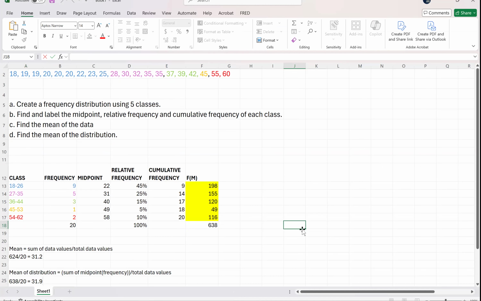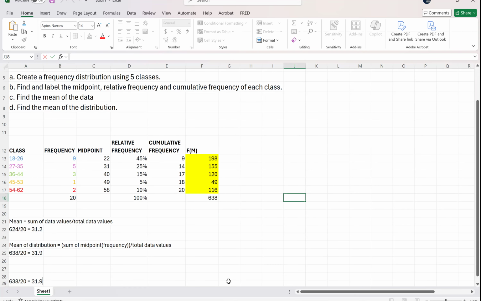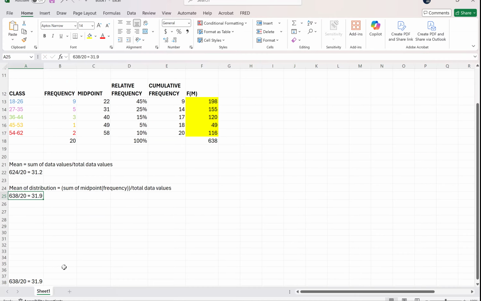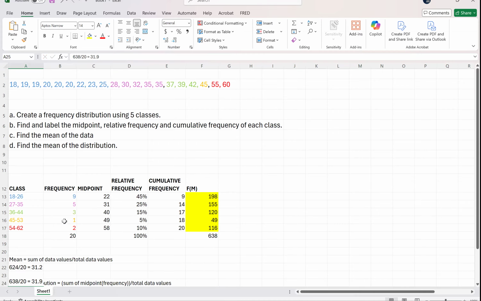Yeah, we've got our frequency distribution with 5 classes. We've got our 5 groups. We found the midpoint, relative frequency, cumulative frequency. We found the mean of the original data set. And then we found the mean of the distribution. That should be everything. And like I said, before handing in your assignment, make sure that you know exactly which way your teacher wants it written down. If they're okay with an Excel sheet or something and you're comfortable with it, go for it. But a lot of times, pencil and paper is the way to go.